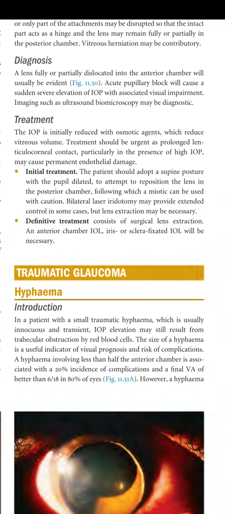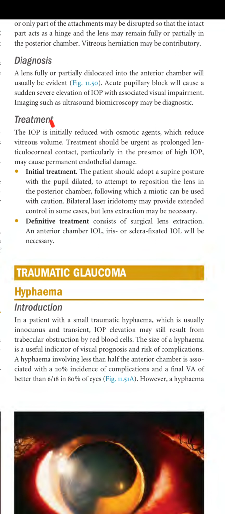Initial treatment: the patient should adopt a supine posture with the pupil dilated to attempt to reposition the lens in the posterior chamber, following which a miotic can be used with caution. Bilateral laser iridotomy may provide extended control in some cases, but lens extraction may be necessary. Definitive treatment consists of surgical lens extraction, and an anterior chamber IOL, iris or scleral fixated IOL will be necessary.